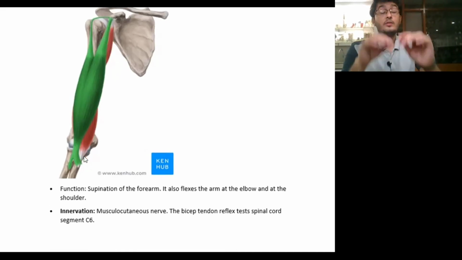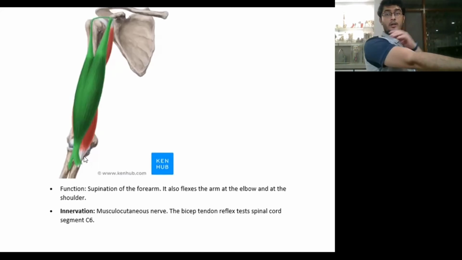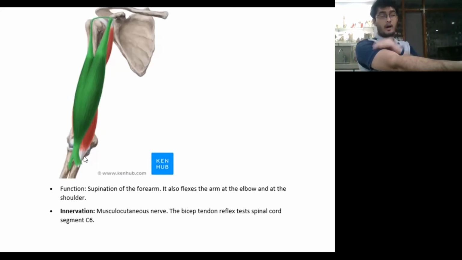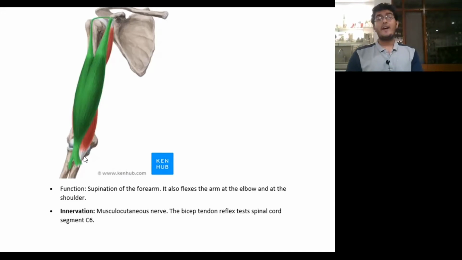Another thing which is really important before we go forward. All the anterior muscles of the arm are supplied by a similar nerve, that is the musculocutaneous nerve. So all these muscles in the anterior compartment of our arm are supplied by a nerve called the musculocutaneous nerve, and its origination is coming from the segment C5, C6.